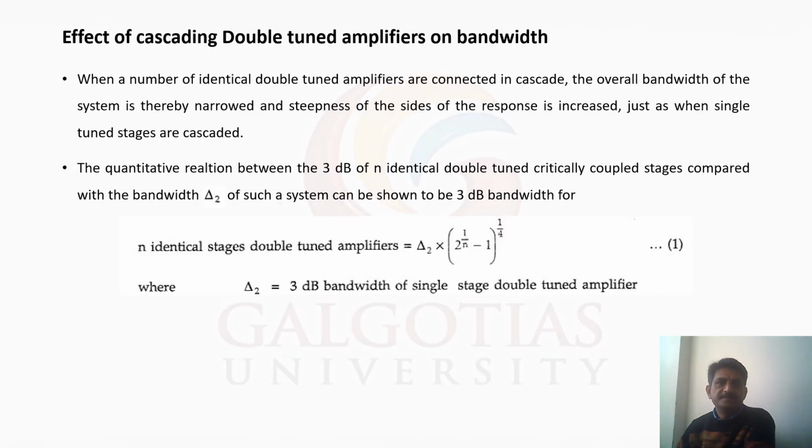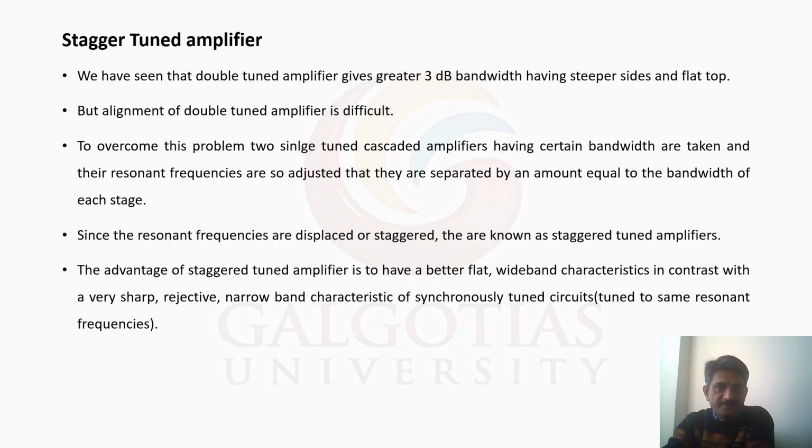So, the effect of cascading double tuned amplifiers on bandwidth. When a number of identical double tuned amplifiers are connected in cascade, the overall bandwidth of the system is narrowed and the steepness of the sides of the response is increased, just as when single tuned stages are cascaded. So the quantitative relation between the 3 dB bandwidth of n identical double tuned critically coupled stages, compared with the bandwidth of a single stage, can be shown as follows. For n identical stage double tuned amplifiers, δ2 times (2 raised to 1 by n minus 1) raised to 1 by 4, where δ2 is the 3 dB bandwidth of the single stage double tuned amplifier.